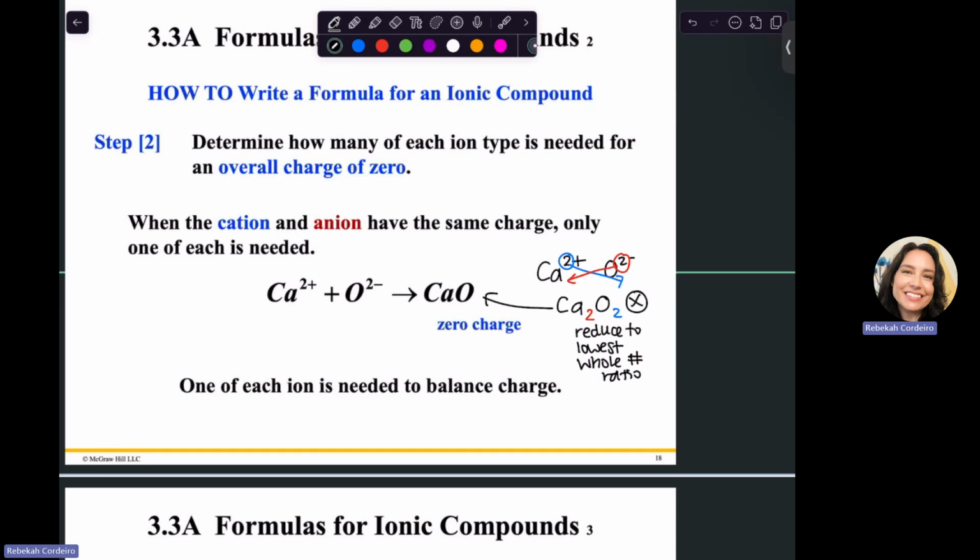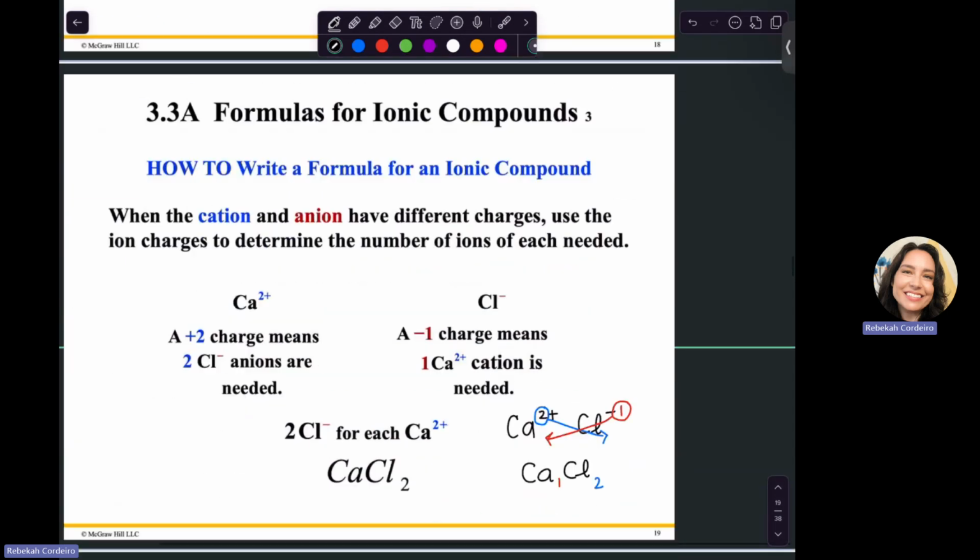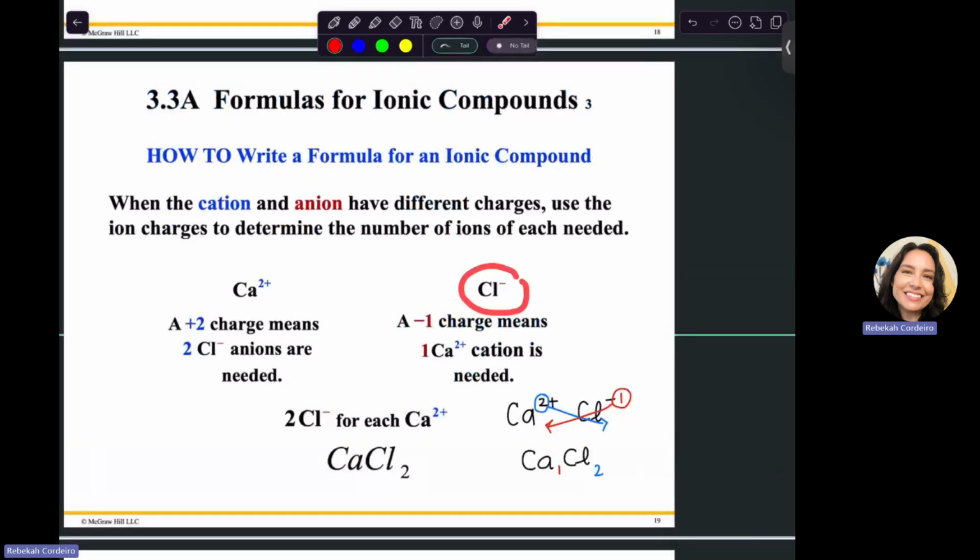So don't try to overthink it. I think that just being like, hey, how many 2s do I need to make a 2? You need 1 2 to make a 2. How many 1s do I need to make a 2? To match a 2, I need 2 1s to match a 2. So I need 2 Cls.